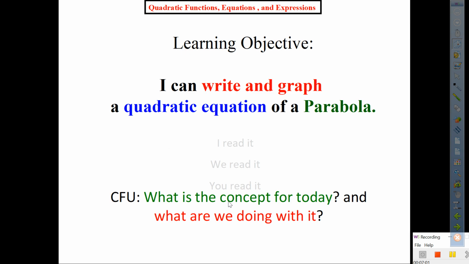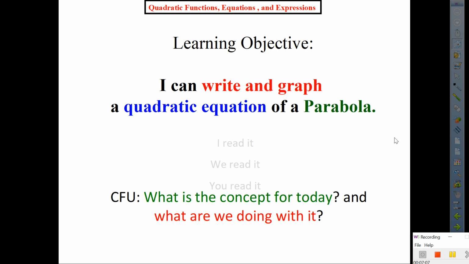All right. There's the objective. Copy that, and we'll get started as soon as everybody is ready. I can write and graph a quadratic equation of a parabola. So once again, we're on parabolas one more time. I'm going to do a quick review. Once again, this is on tomorrow's pop quiz.